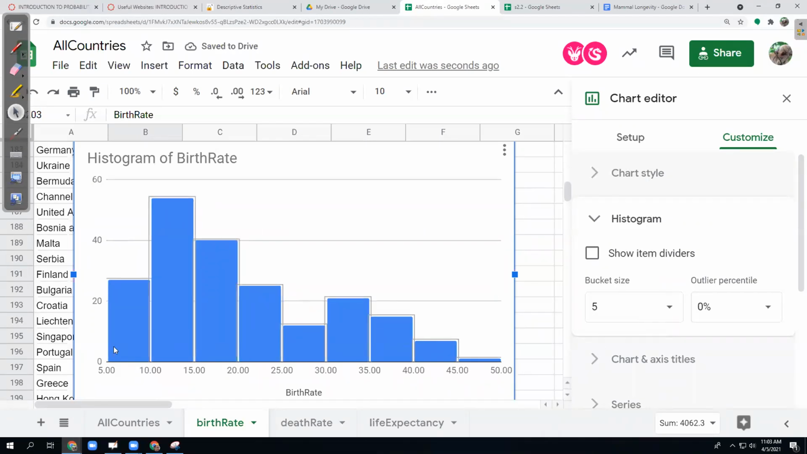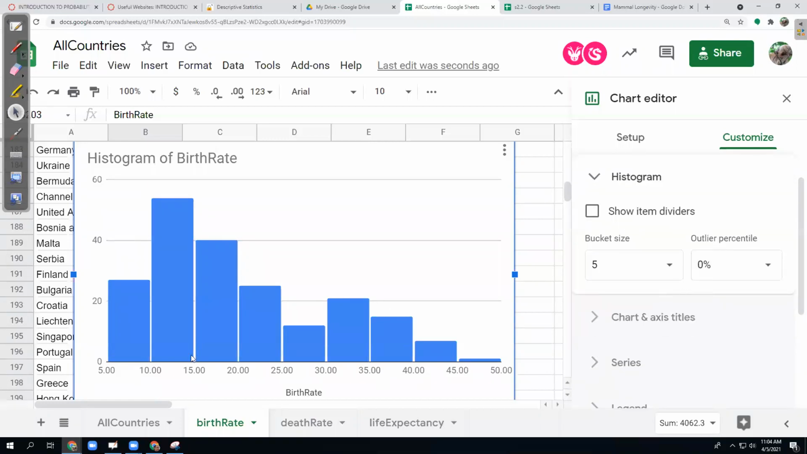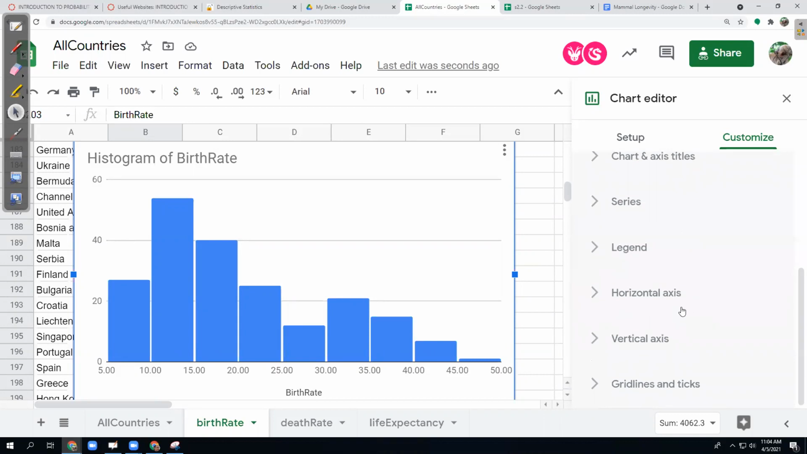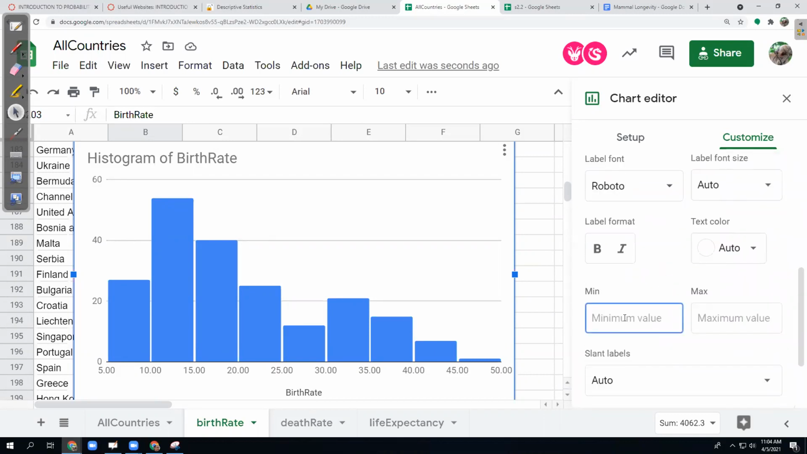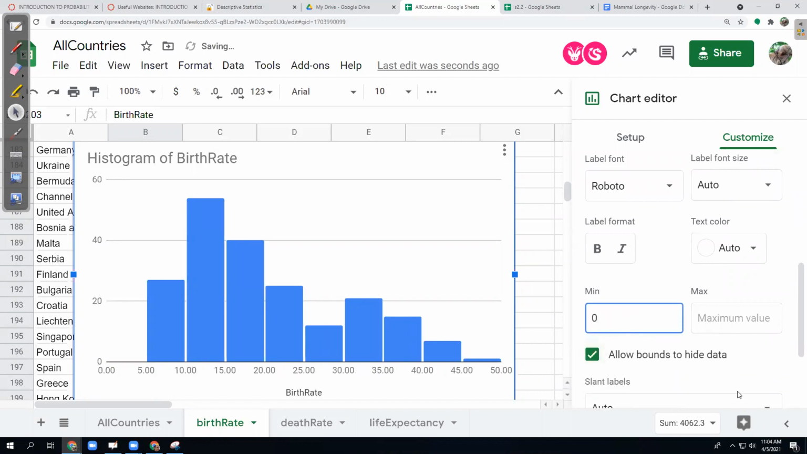It started at 5, which is fine, but sometimes people like to have 0 in there, which isn't too far away. So if we wanted to change where it starts, we'd have to go to the horizontal axis, set the minimum. So there's no one from 0 to 5, that's good to see.